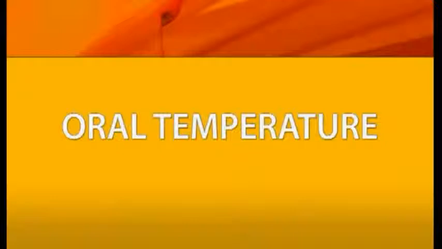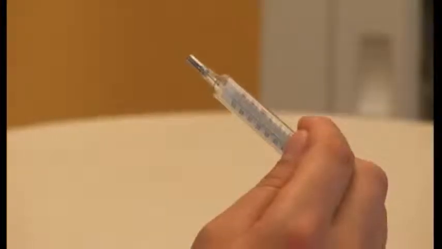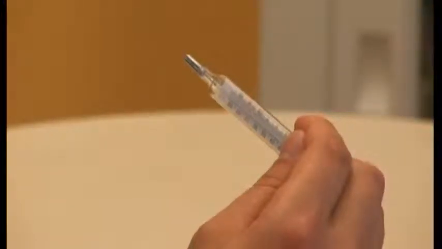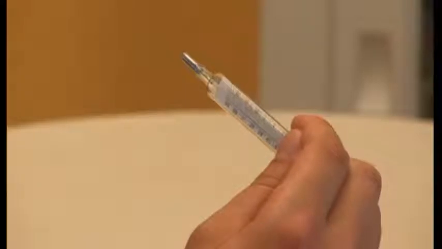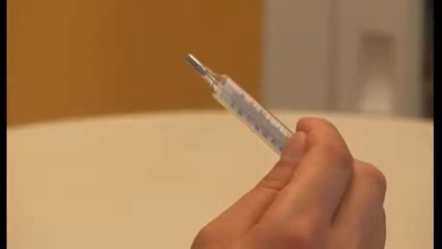There are several ways to obtain a temperature reading. The first method we are going to discuss is an oral reading. There are different tools that can be used, including the traditional glass thermometer. However, we must be very aware of safety concerns when using an oral thermometer with our residents.